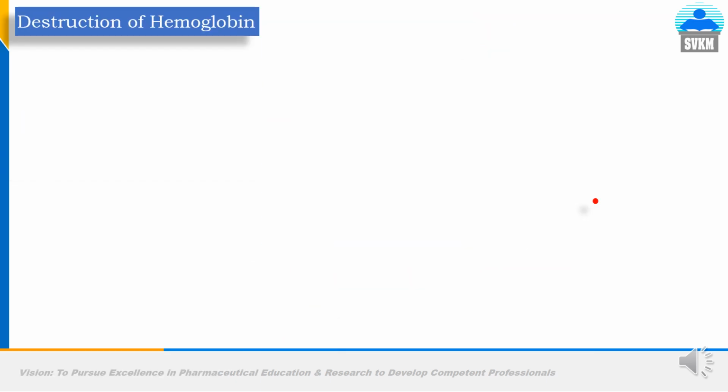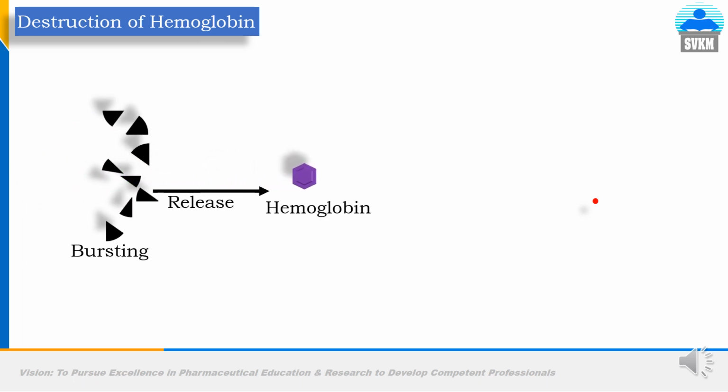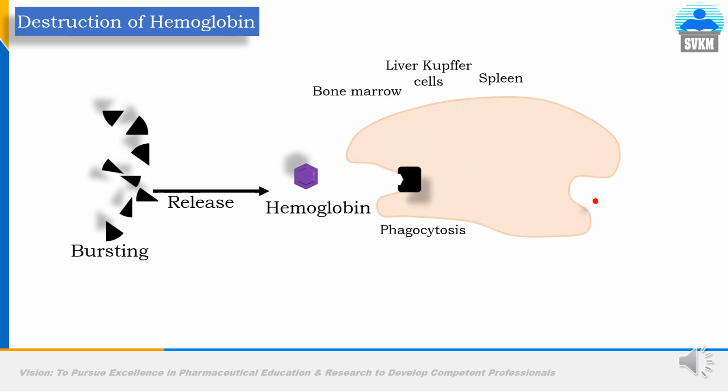Now the destruction of the hemoglobin. The RBCs after bursting release the hemoglobin. After that, there are different cells, for example, liver Kupffer cells, bone cells and spleen. They bring about the phagocytosis of this hemoglobin. That is nothing but there is a liberation of phagosomes, and these phagosomes under the influence of the lysosome cause the breakdown of this hemoglobin into the heme and bile pigment.